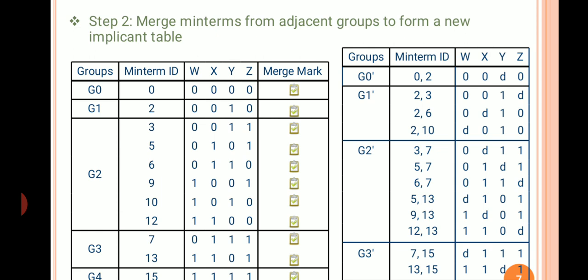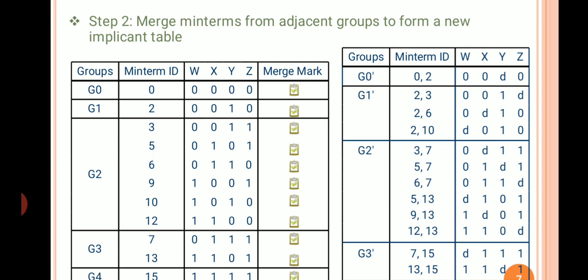Same with G1. Next you have to compare G1 with G2. But how to compare? Min term 2 will be compared with min term 3 and check whether they can be grouped together. Oh yes, they can be grouped together because W is 0, X is 0, Y is 1. You will observe in the second table, second row, W is 0, X is 0, Y is 1. And what about Z? Z is D because Z is changing. We want change in only one variable.